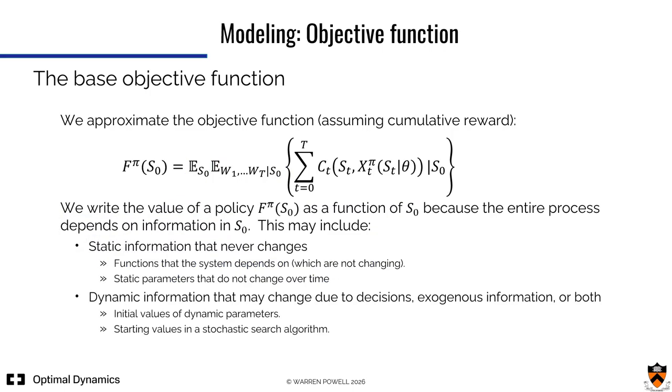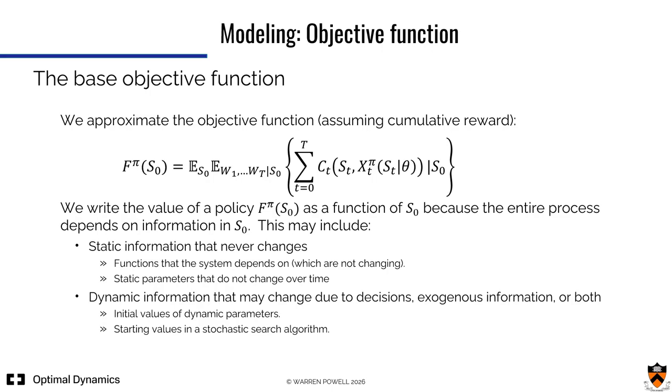Now, we write the value of the policy pi as a function of S0. This is not standard notation. It's my notation, and it's what everybody should adopt because everything that you're doing depends on the initial state. Now, the initial state S0 includes all kinds of information.